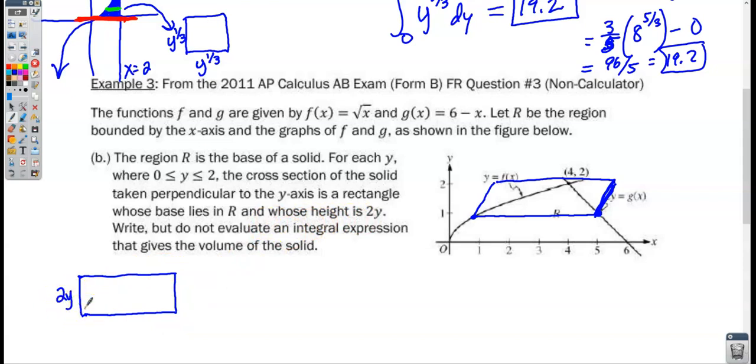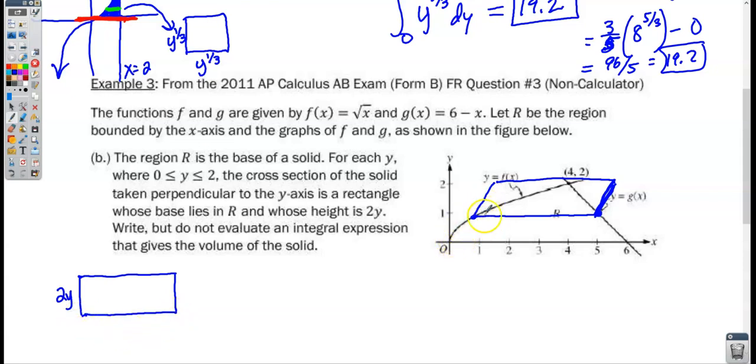Now, since this cross-section is perpendicular to the y-axis, this is something that we didn't talk a whole lot about in the first video. When our cross-sections are perpendicular to the x-axis, then we want our integrand and our limits of integration to be in terms of x. When our cross-sections are perpendicular to the y-axis, we want our integrand and our limits to be in terms of y. We kind of mentioned it quickly in passing in the last video, but that's something that you need to be aware of. So we want everything to be in terms of y when we set up our integral expression here. Now the only thing I need yet is an expression for the width of this rectangle.